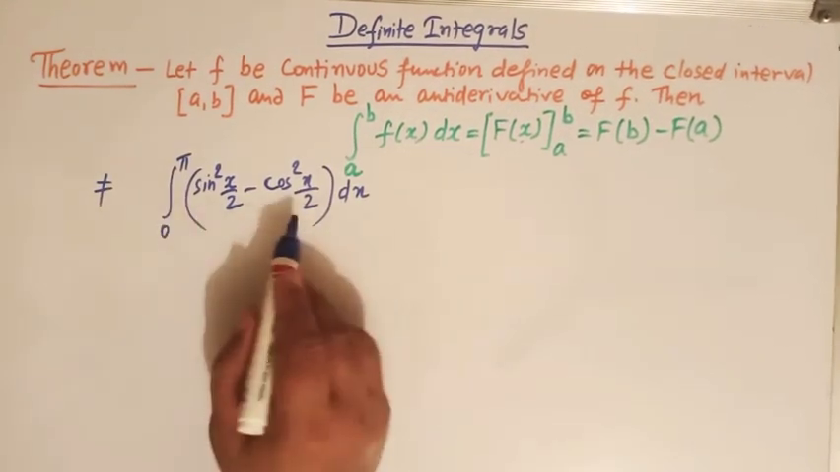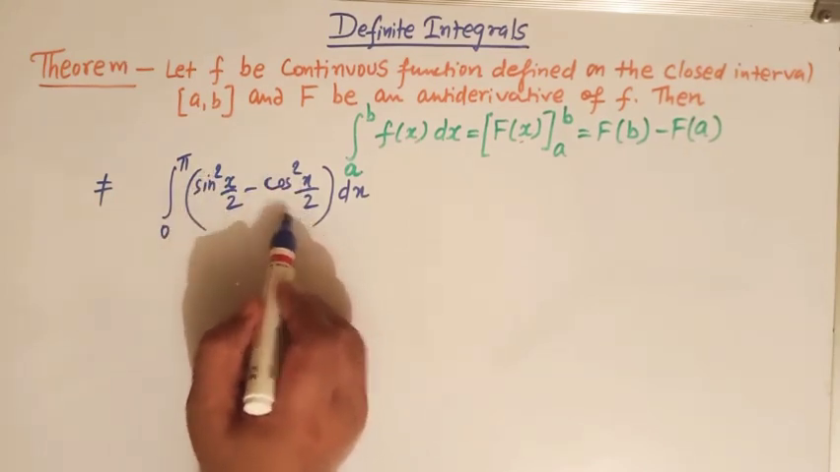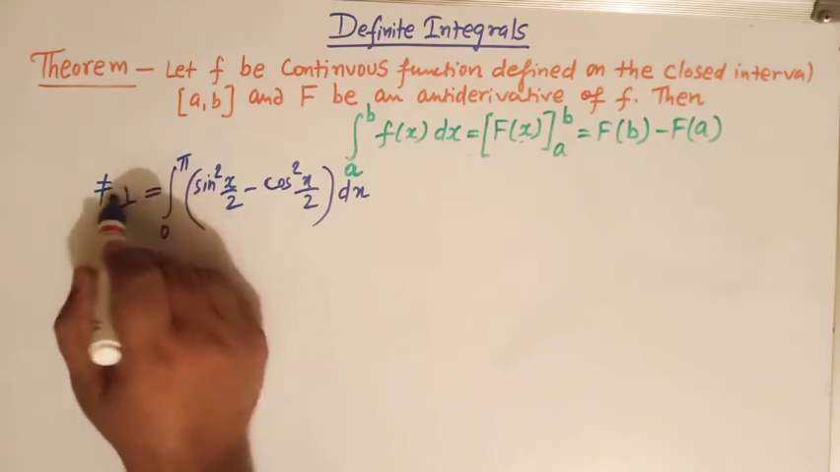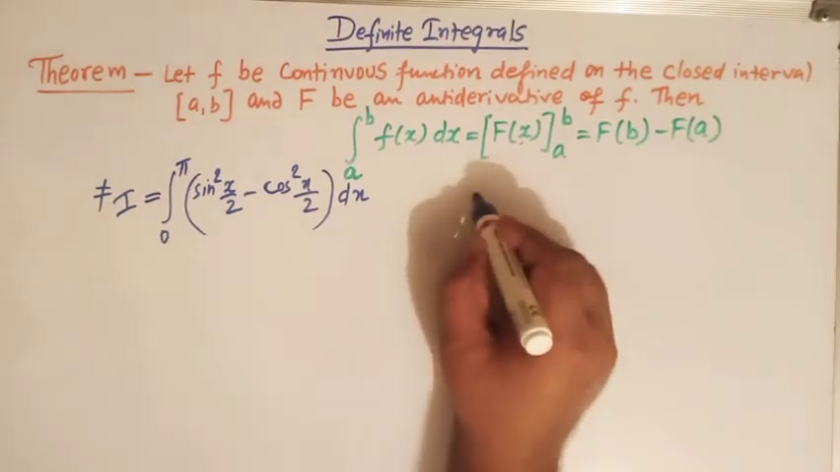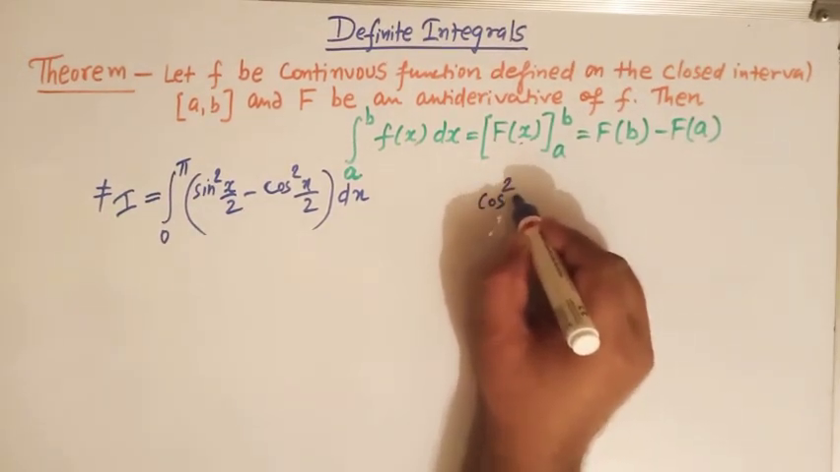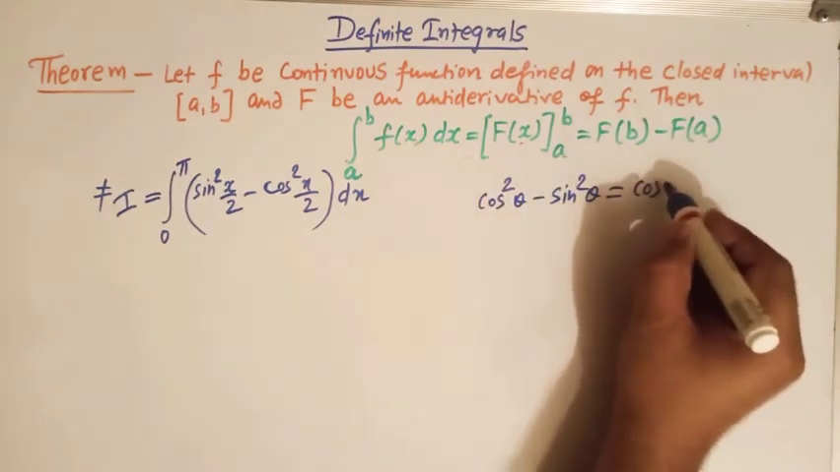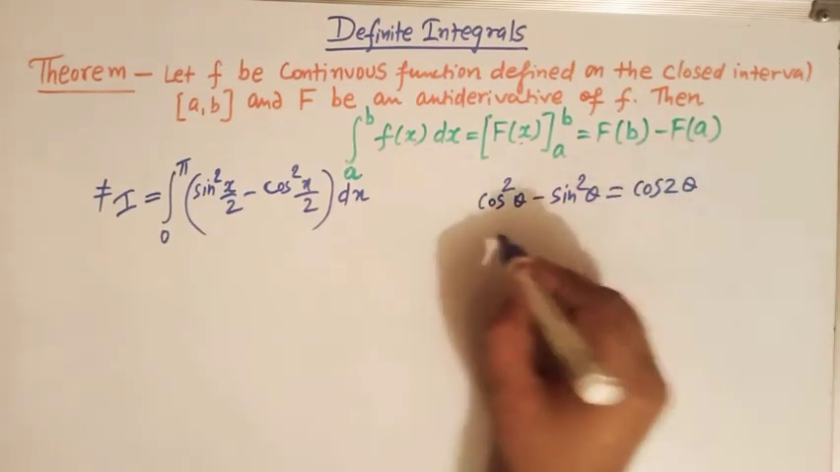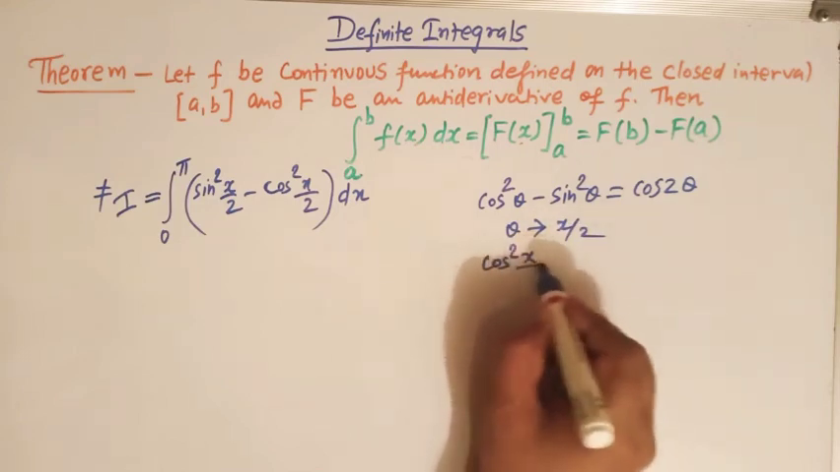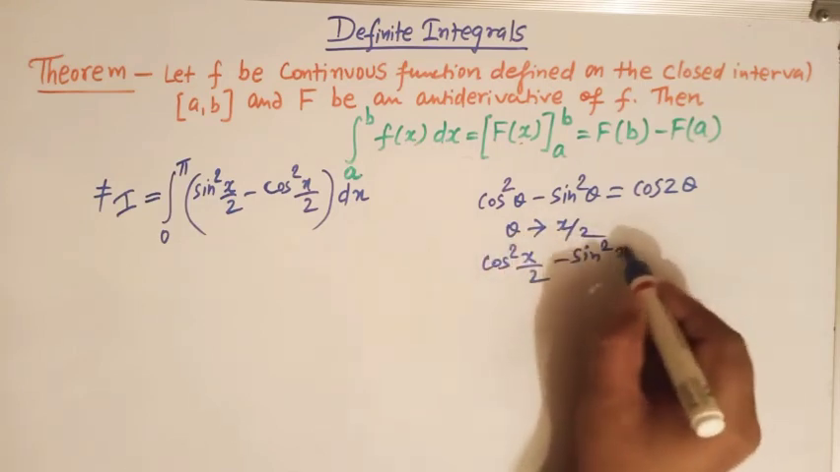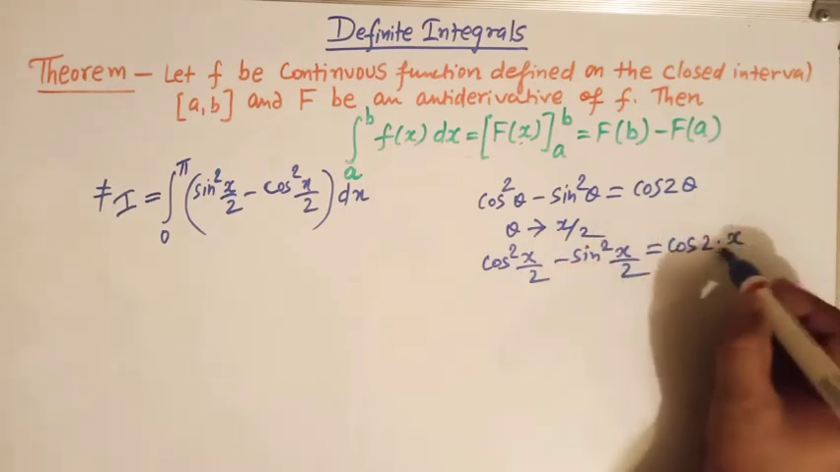Now viewers, let us take this problem. Here we have to integrate sine square x by 2 minus cos square x by 2 from 0 to pi. So let us call this integral I. Now we know from trigonometry that cos square theta minus sine square theta is equal to cos of 2 theta, right? Now if I replace theta by x by 2, so we have cos square x by 2 minus sine square x by 2 is equal to cos of 2 times x by 2.